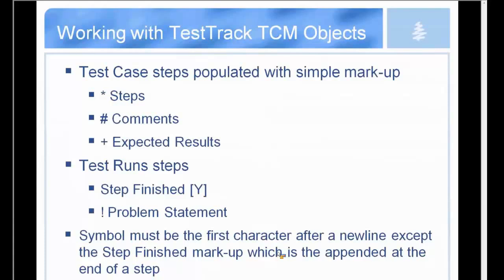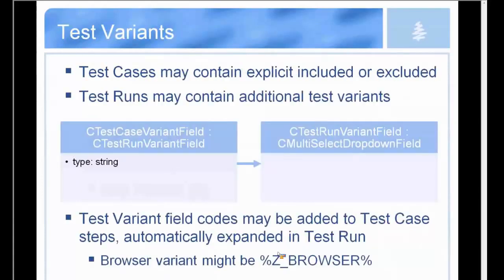Test variants are attributes of test runs that control the variables used within the test. So, for example, you might have an internet browser variant. It's a list of the browsers you need to test against. Although test variants are usually chosen at test run generation time, it can be set explicitly as included or excluded beforehand on a test case. So if, for example, my test case only makes sense on Firefox, I can set it to explicitly only include Firefox as a browser variant.